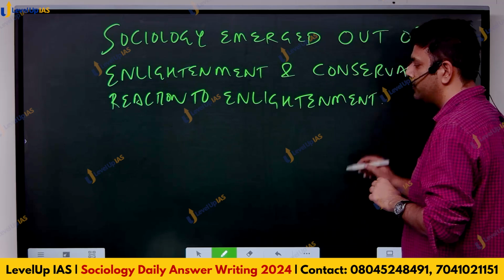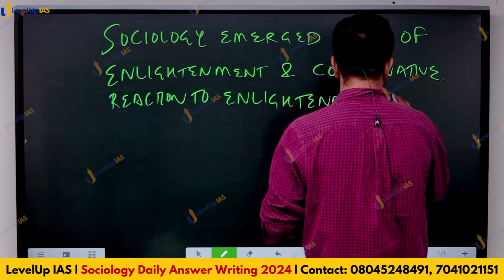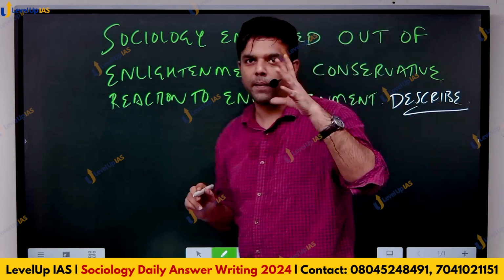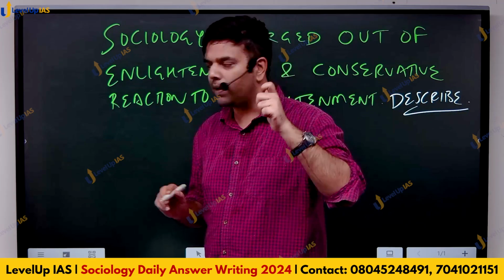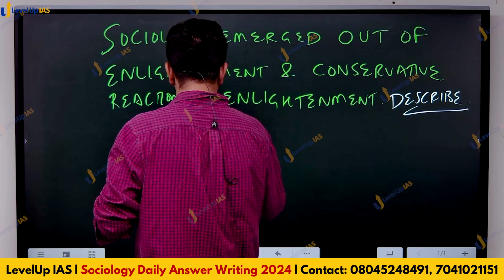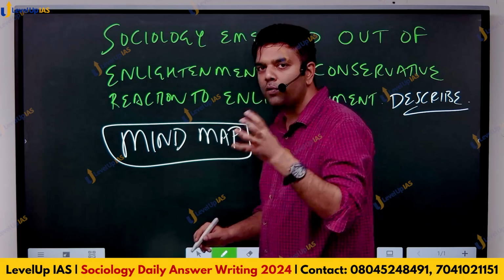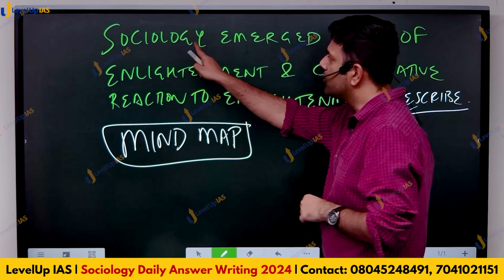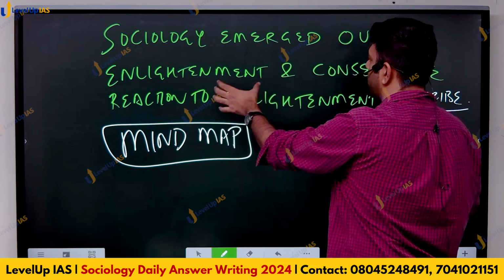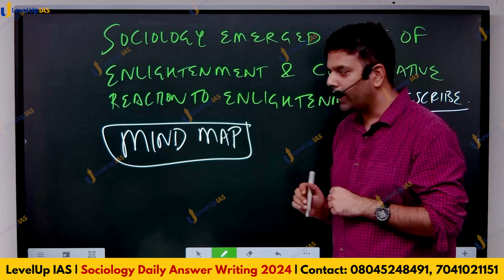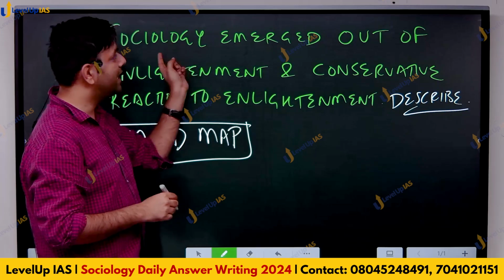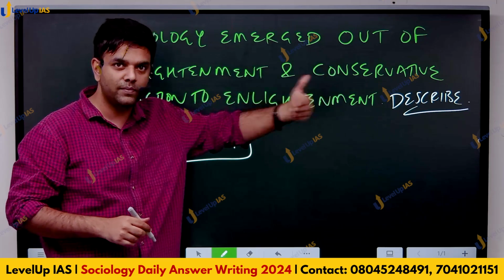When I see this question, I should first make a mind map. First step should be mind map. Okay. And a mind map cannot be made without keywords. If I see the question, it is saying sociology emerged out of enlightenment and conservative reaction to enlightenment. That means our mind map would be something like this, because sociology emerged, that means sociology is the effect.